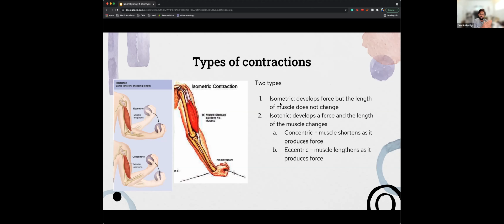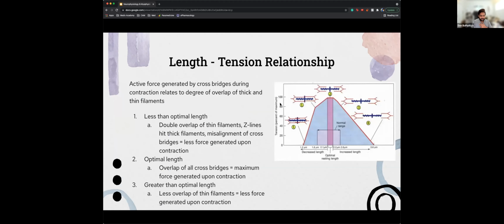And then we have isotonic, where you develop a force and your length is changed. So we have two types of isotonic contractions. We have the concentric, so bringing a weight up. I think the best example is a bicep curl, bringing your weight up, and then your eccentric, which is letting it down. Okay, because you're still having a force, but in the eccentric, your muscle's lengthening as you're producing that force.